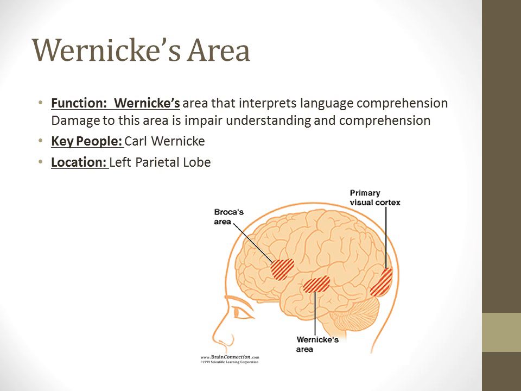Another area that you need to know is Wernicke's area. Carl Wernicke is responsible for this. Wernicke's area interprets language comprehension. Damage to this area impairs understanding and comprehension. Kind of like we talked about with the Broca area, Wernicke's area is a specialized area in the left parietal region, and damage causes problems with understanding and comprehension. So people can talk, but a lot of times they don't understand what they're saying or hearing.